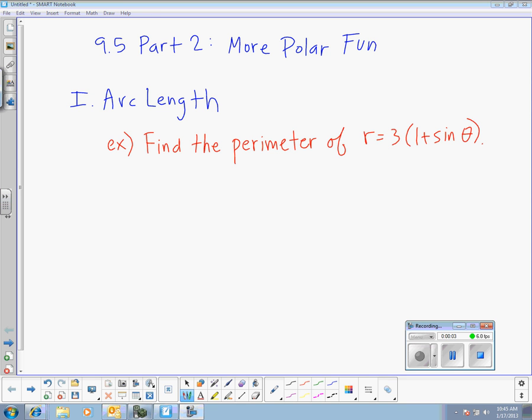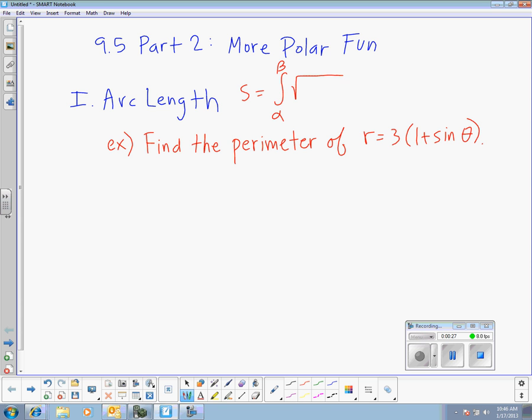Okay, there's a couple more topics from 9.5 that we didn't get to previously. First, polar arc length. This one is going to be a pretty easy formula to use. The formula for polar arc length, usually use S, is the integral from alpha to beta. Just use those for A and B since we're in polar.